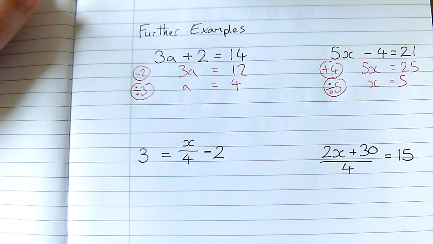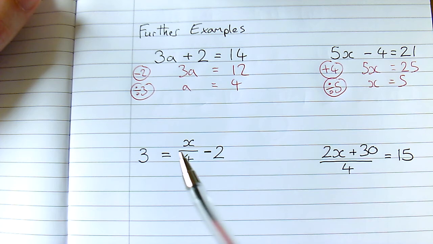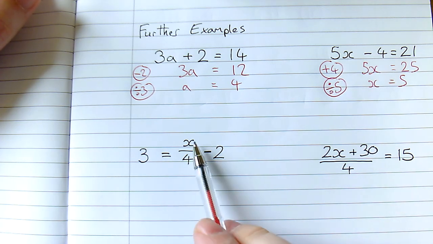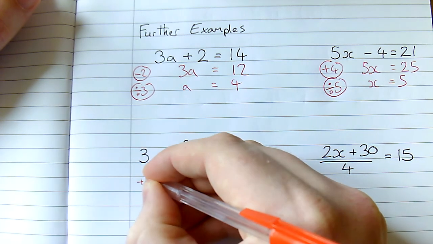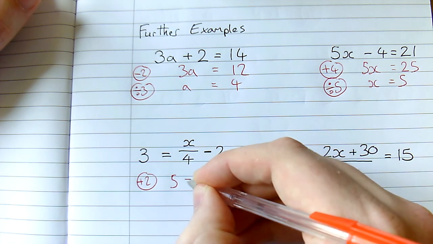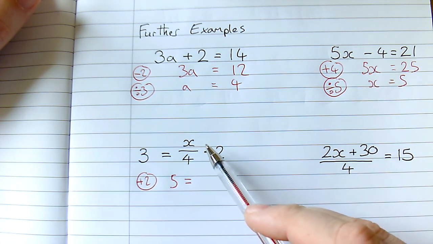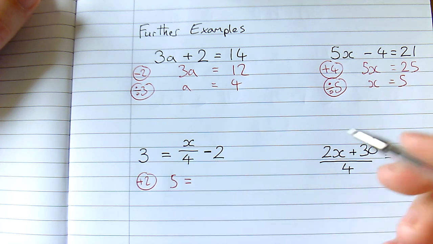Now, on this question, I have 3 equals x over 4 subtract 2. Again, my unknown's on the right hand side. Doesn't matter if it's on the right or the left, perfectly fine. So I'm thinking of a number, I divide by 4, then I subtract 2. So I'm working backwards. The last thing that happened was subtract 2. So if I need to reverse this, the opposite of subtract 2 is add 2. So I'm going to write plus 2 here. 3 plus 2 is going to leave me with 5. Now I've got the x divided by 4, and that's all I'm going to have because the minus 2 has been counteracted by adding 2 to it.